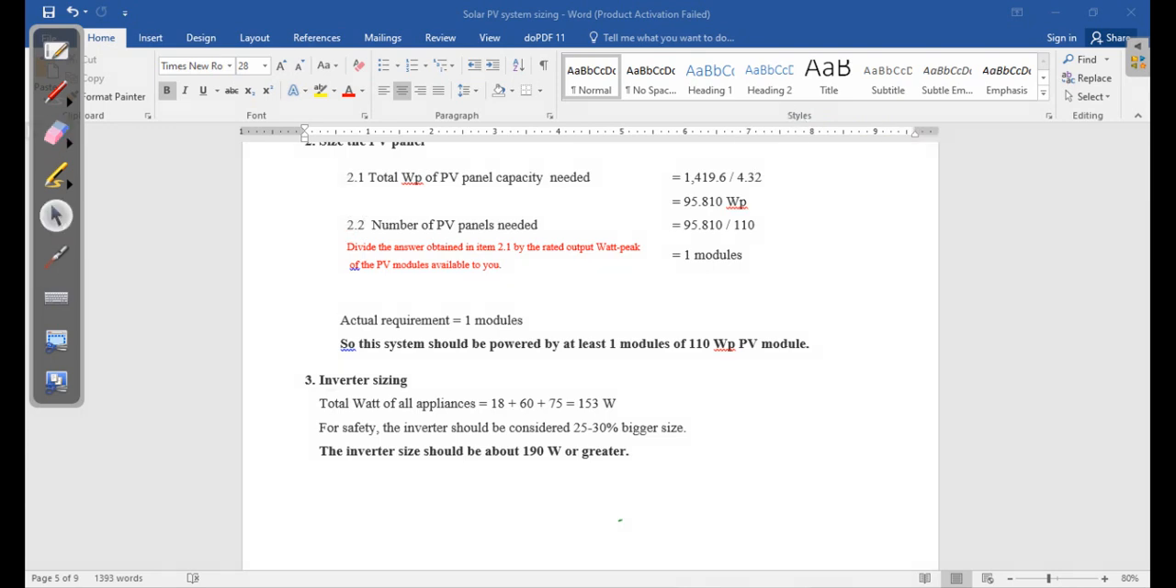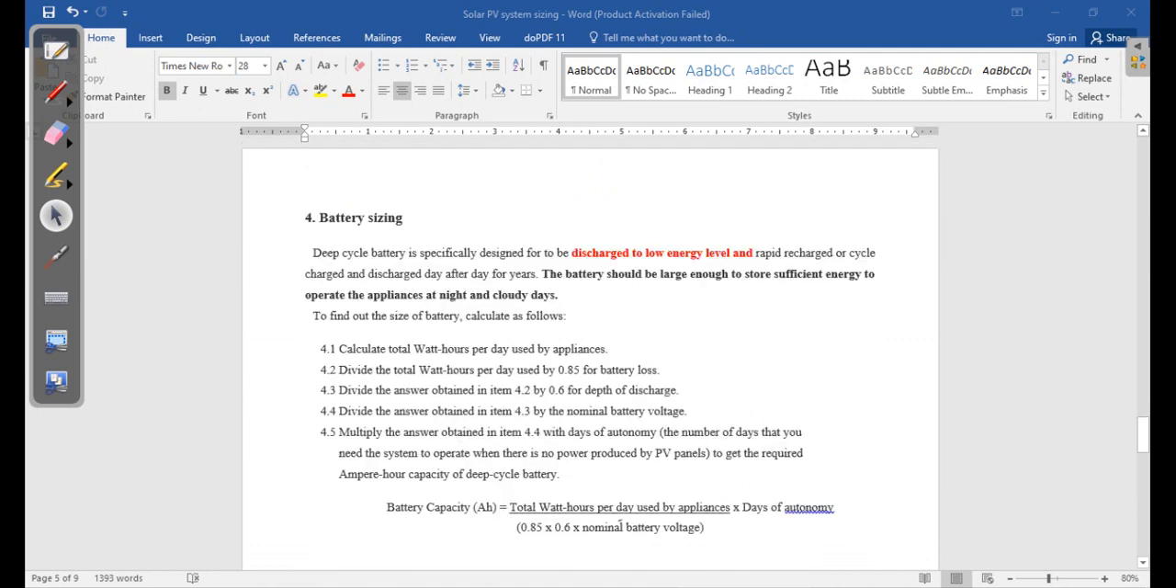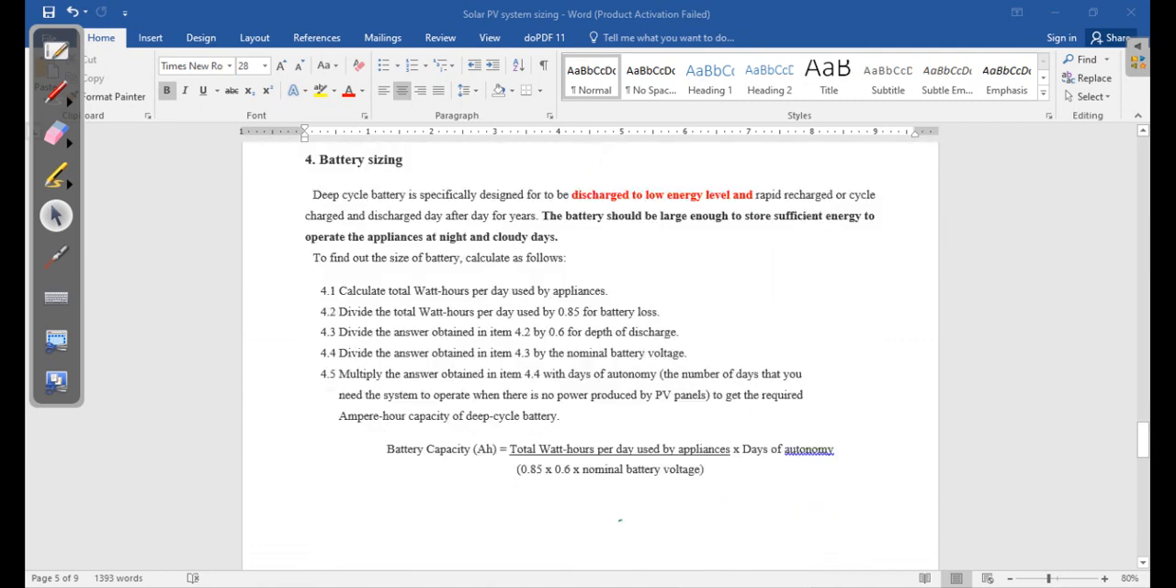So this is step 3. Step 4, we have to determine the battery sizing. This is an important parameter. How are we going to size the battery? Normally for battery sizing, we have to select the deep cycle battery for the PV panel appliances. In most cases we are using the deep cycle battery.